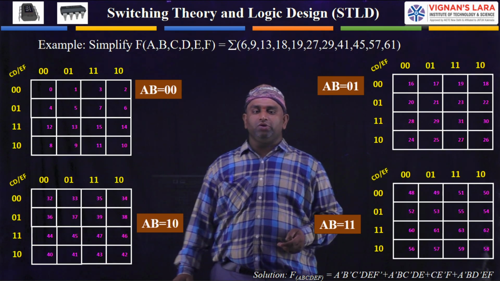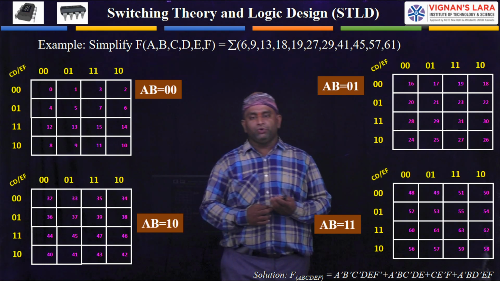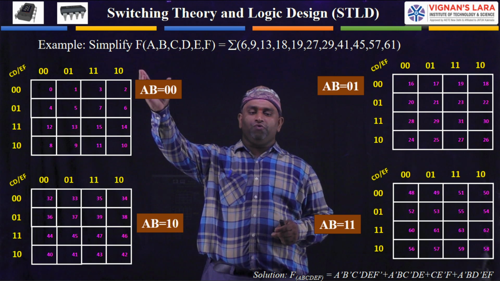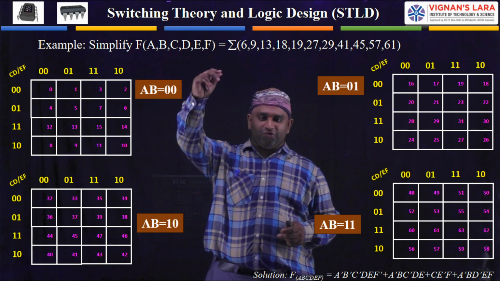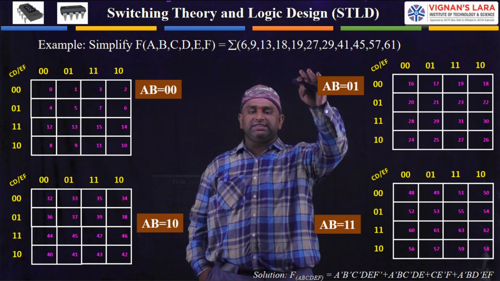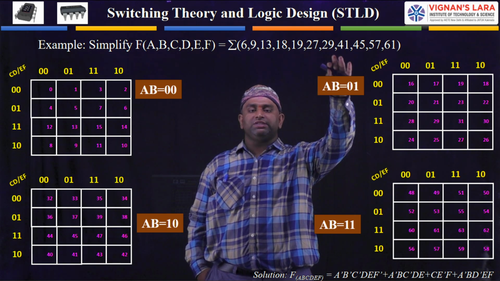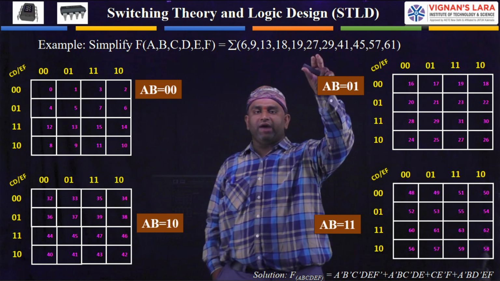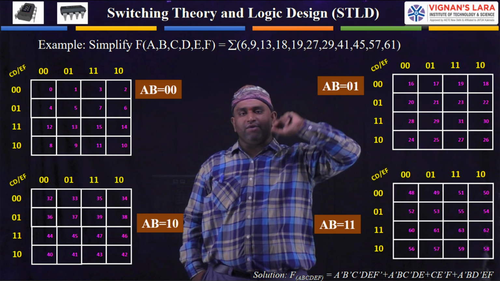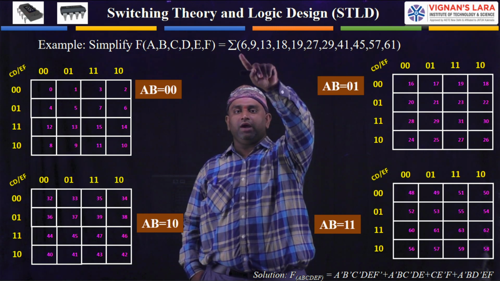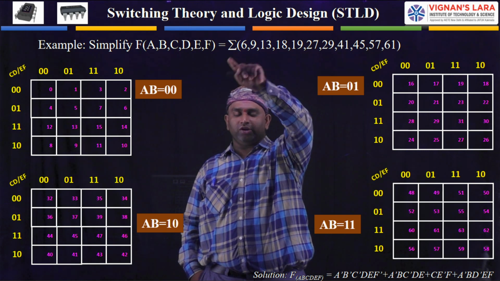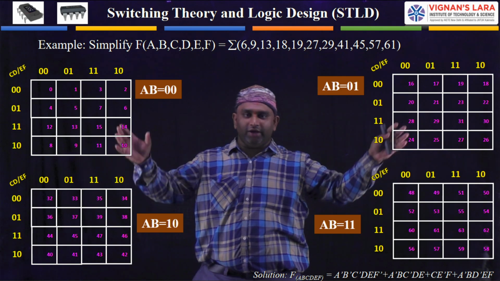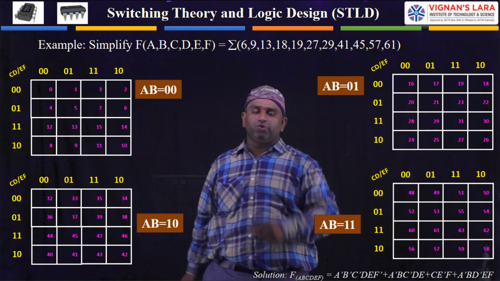Next, here I am giving an assignment to you. An example problem. Simplify f of A, B, C, D, E, F is equal to sigma of 6, 9, 13, 18, 19, 27, 29, 41, 45, 57, 61. These are the min terms I have given, because I have represented sigma. So these min terms you have to identify from these tables, and you have to make a group.